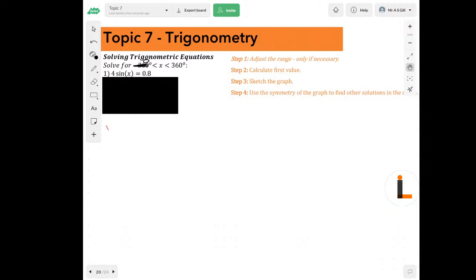So this is very similar to last time. The only difference is we can't find the angle straight away because we've got 4 sine x. So clearly we need to get rid of the 4 first before we go ahead and find out. So we would get sine x equals 0.2, and then we go through and follow the exact same steps as we did last time. So I'll give you a second just to go through and find the answers to that.